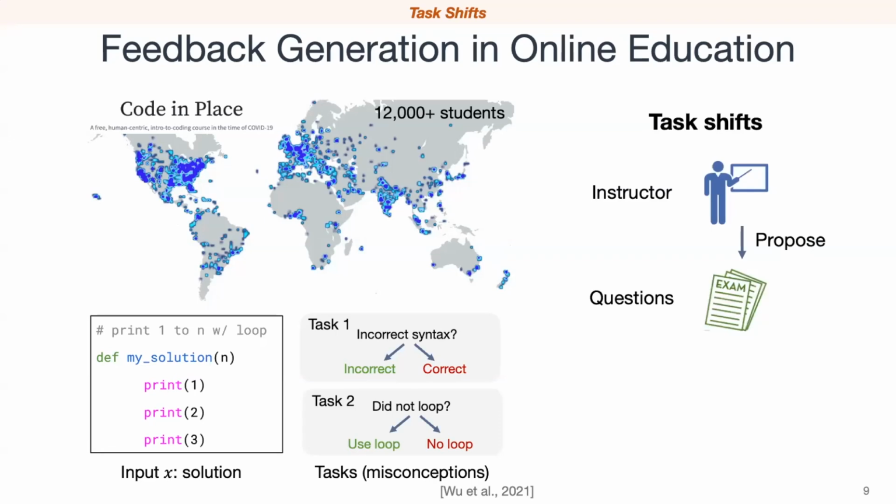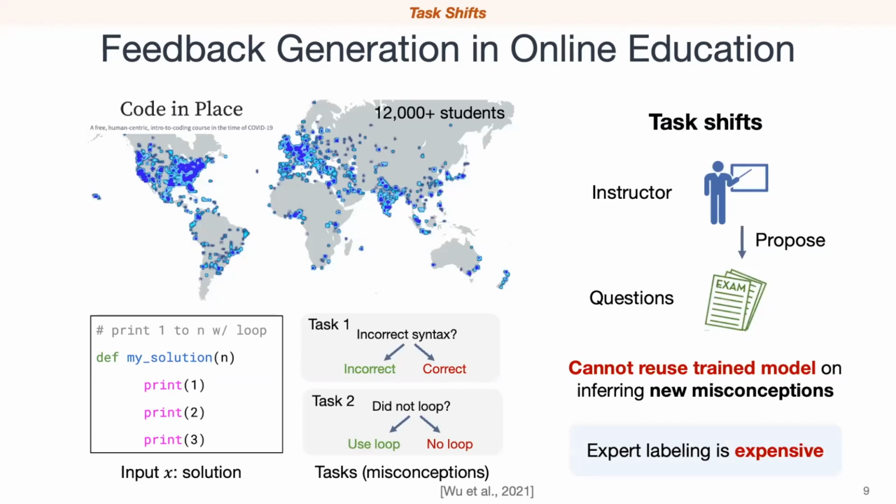The task shift happens when the instructors constantly propose new questions along with new rubric items. Since we do not know what the next rubric item is, we cannot directly reuse the trained models for inferring new misconception items. It's still possible that if we want to do that, we can hire some teaching assistants, for example, to do the labeling, but expert labeling is quite expensive since the online education platform has already been used by a lot of students.